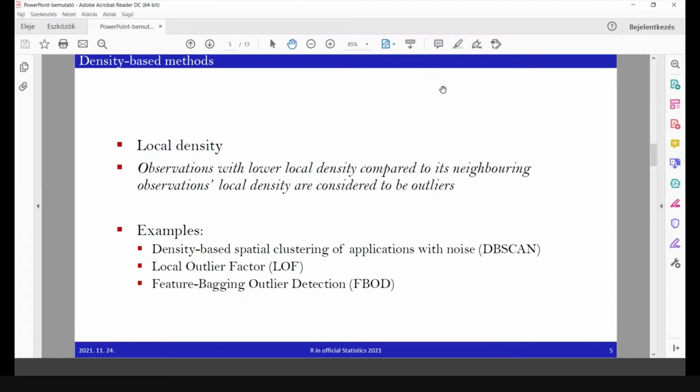Examples include the dbScan algorithm, which I'm not going to talk about today, the local outlier factor, which I'm going to get into more deeply, and the feature bagging outlier detection, which is in essence an iterative version of the local outlier factor. I chose the local outlier factor because it's pretty much the starting point and the gold standard for these local densities.